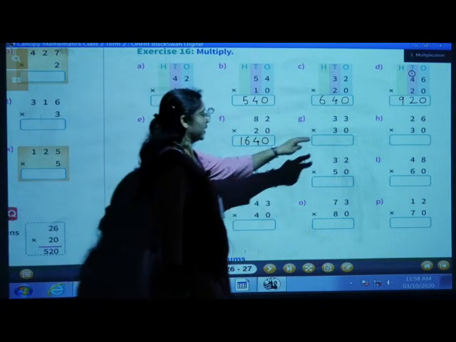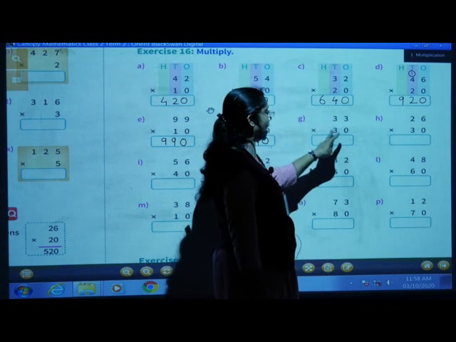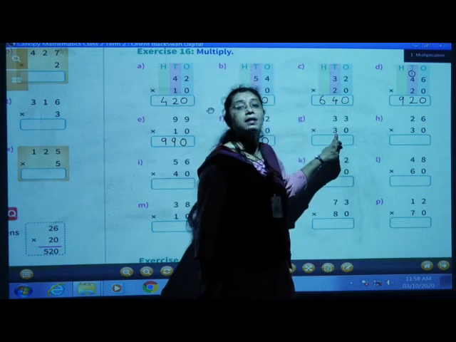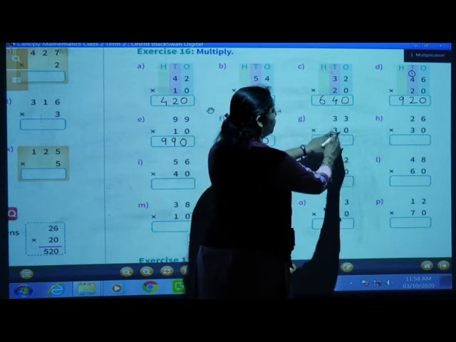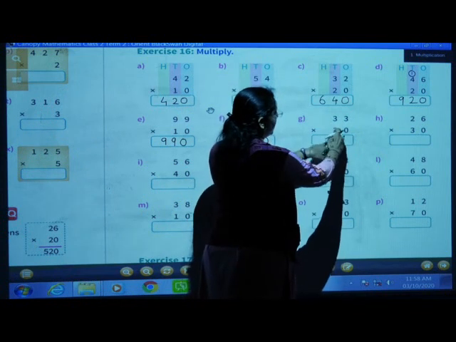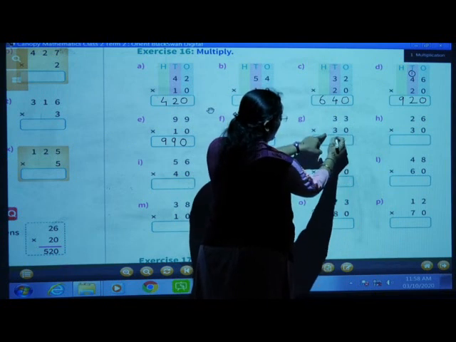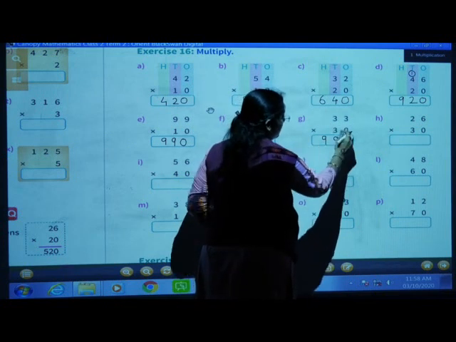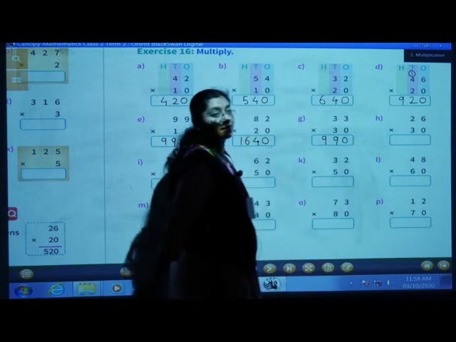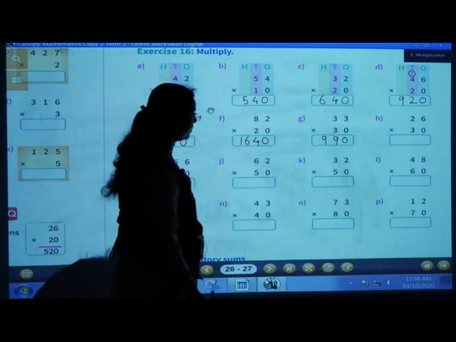Okay? Next, 33 multiplied by 30. 30 means 3 tens. So we have to multiply 33 by 3. 3 3s are 9, and this 3 3s are 9. And put this 0 in the ones place.